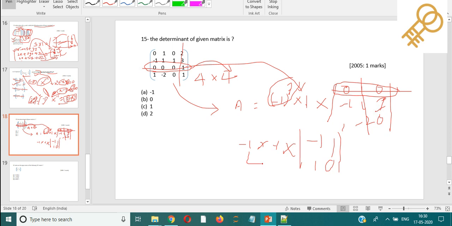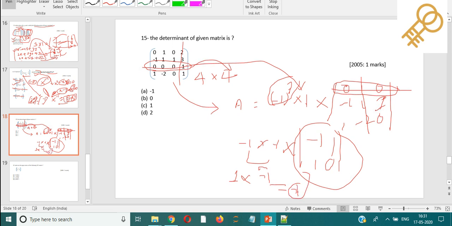So if you multiply minus 1 multiply, you'll get 1 only. Now to find out the determinant of the 2 by 2 matrix, that will be 0 minus 1, which is minus 1. So finally you'll be getting the answer minus 1. So option 1 is correct.